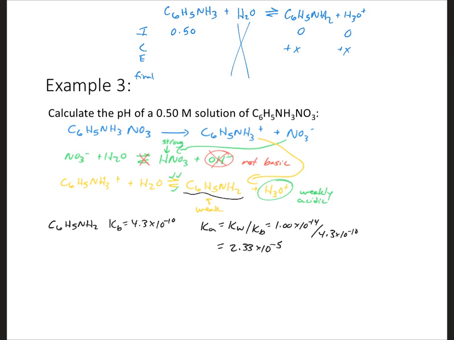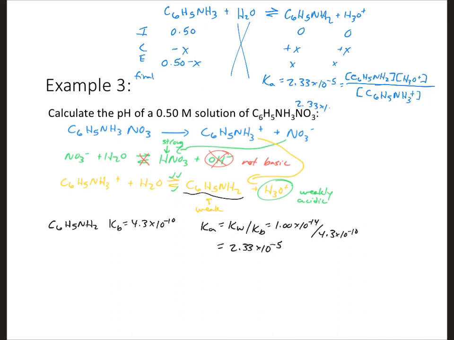I'm going to make some products. This reaction has to go forward. I am going to subtract reactants as I move forward. That means 0.50 minus x at equilibrium, and x and x. I have a Ka that I just calculated. That Ka, 2.33 times 10 to the minus 5, is going to be equal to the equilibrium expression, where I've got C6H5NH2 times H3O+ on the top, and on the bottom I'm going to have my reactant, C6H5NH3+. I can fill that in with the information from my ICE table.